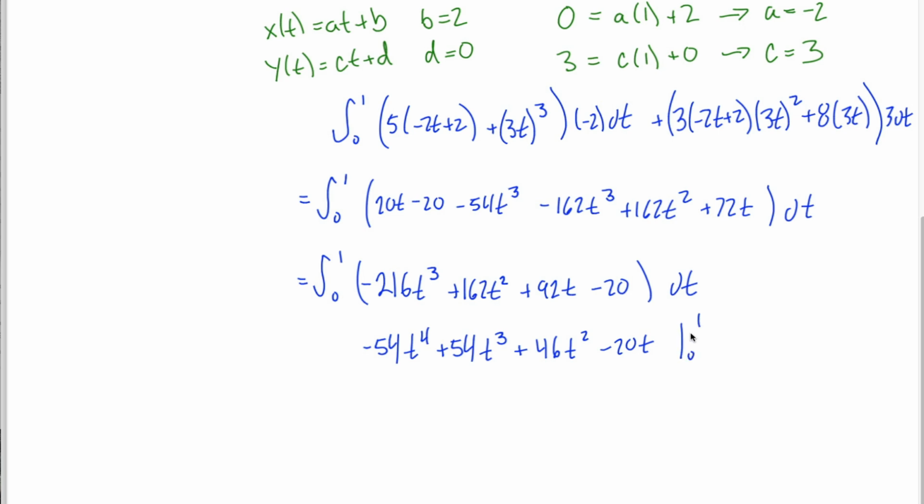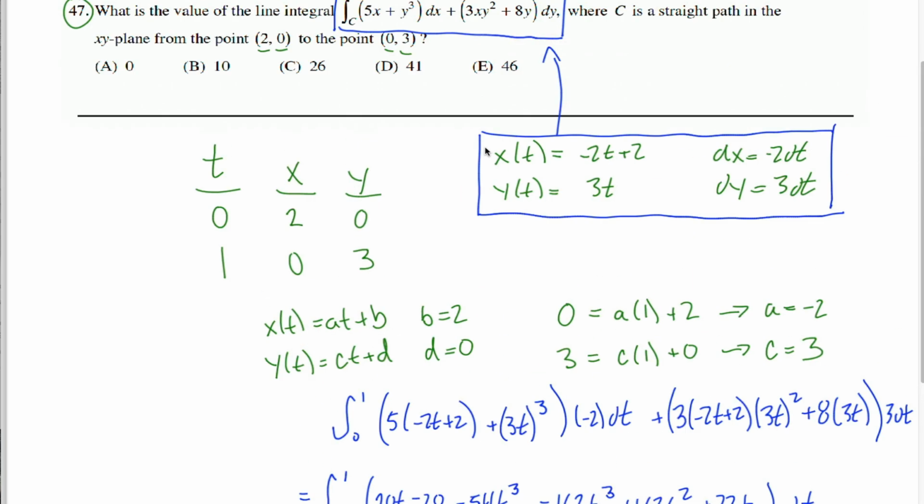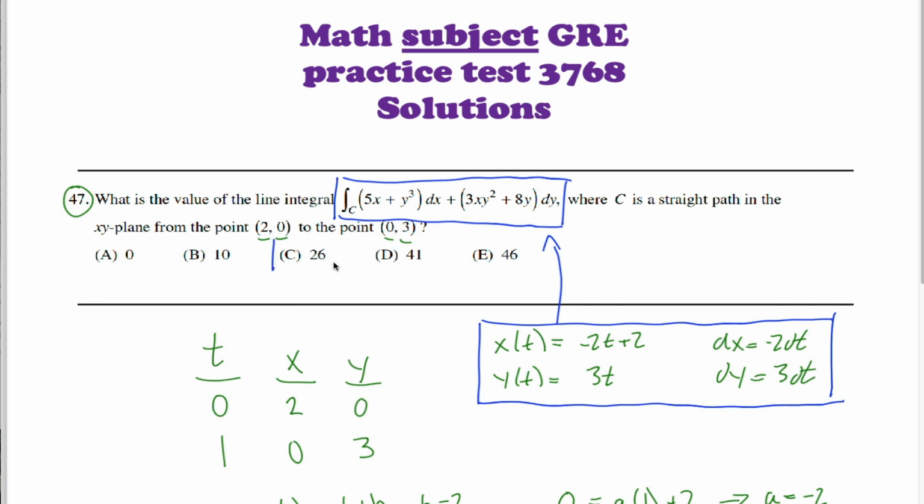When I evaluate that thing from 0 to 1, what's nice is my choice of parameterization makes this really easy. When you plug in zeros, these all turn to 0. When you plug in ones, you get negative 54 plus 46 minus 20. So I get this sum minus 0 if you want. These cancel out. 46 minus 20 is just 26. Hopefully 26 is one of the answers. Sure enough it is. Answer C.